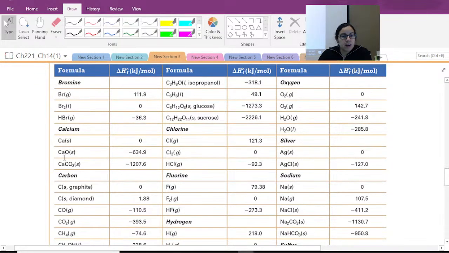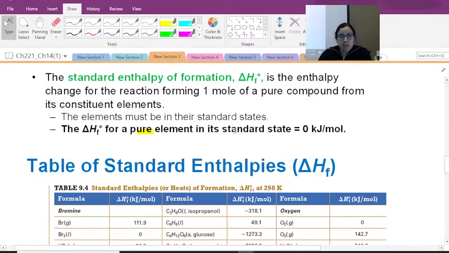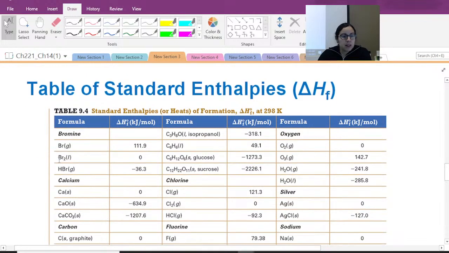It could be different. And so we can also take a look. It said that pure elements in their standard states were 0. And so we can look at that. Bromine is a liquid at room temperature. So that's why it's 0.